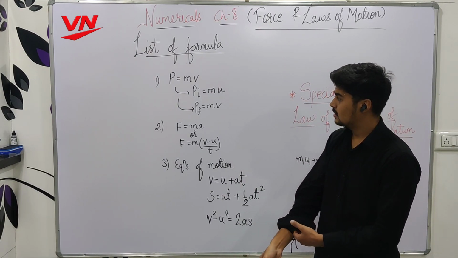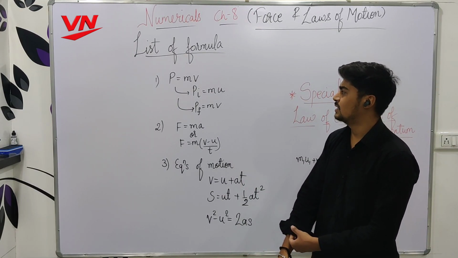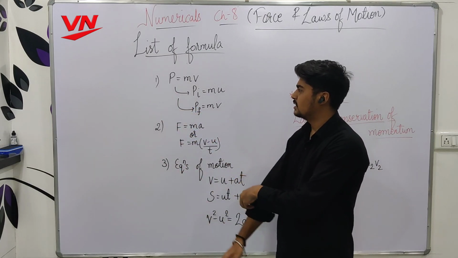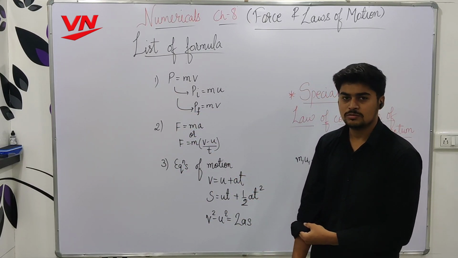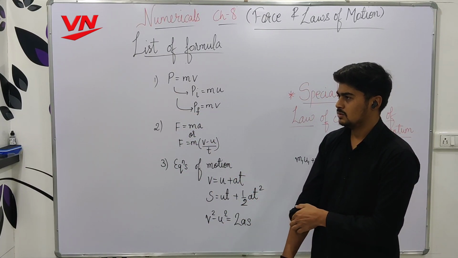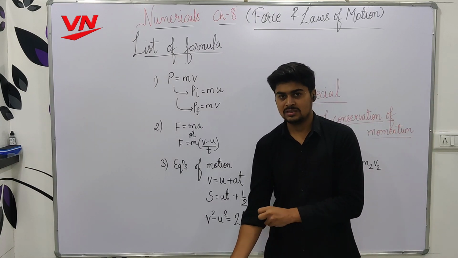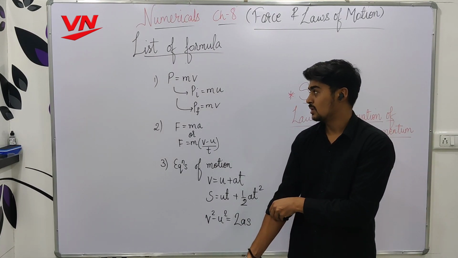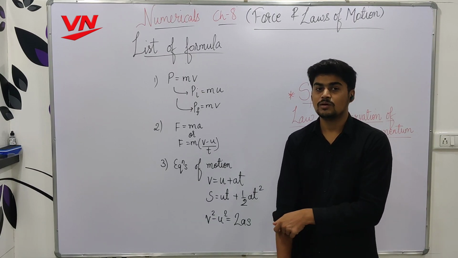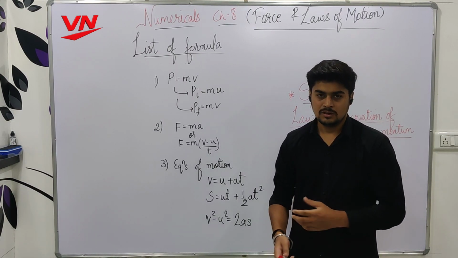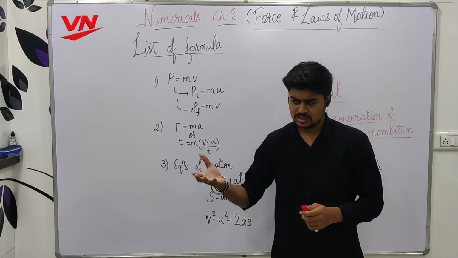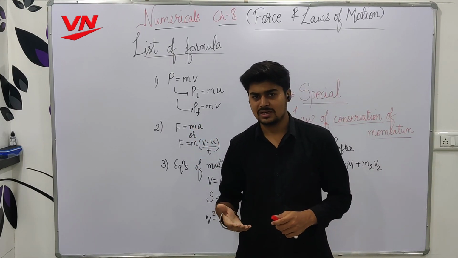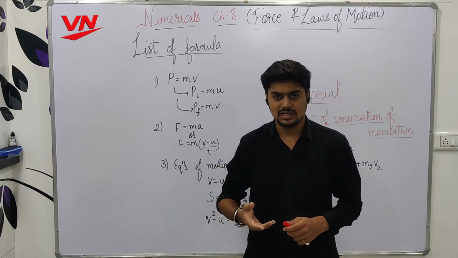The first formula is that of momentum. As you can see, P, momentum, is equal to mass into velocity. Whenever we see an object which has some mass and is moving with some velocity, then that particular multiplication of mass and velocity is called a physical quantity named momentum. Means if an object has some mass and is moving with some velocity, then we say it is moving with some momentum.